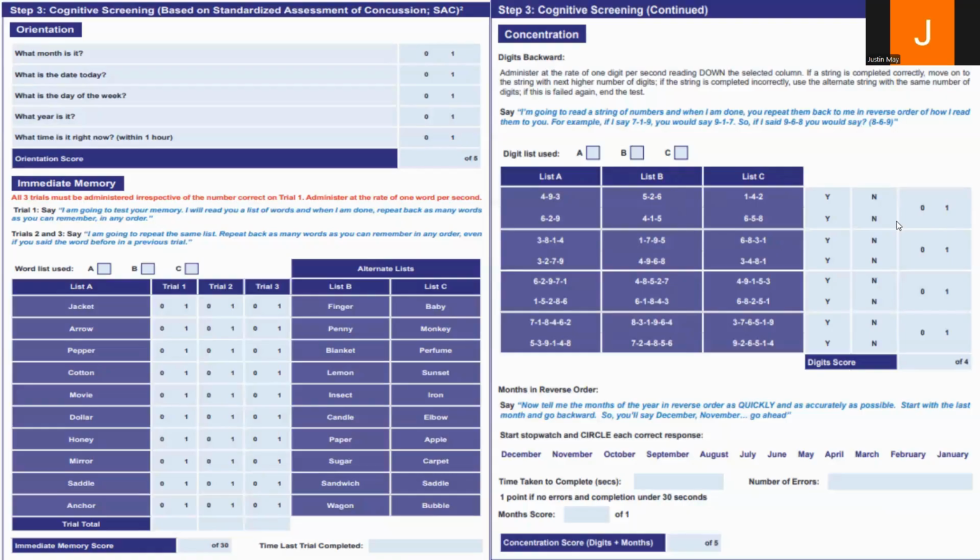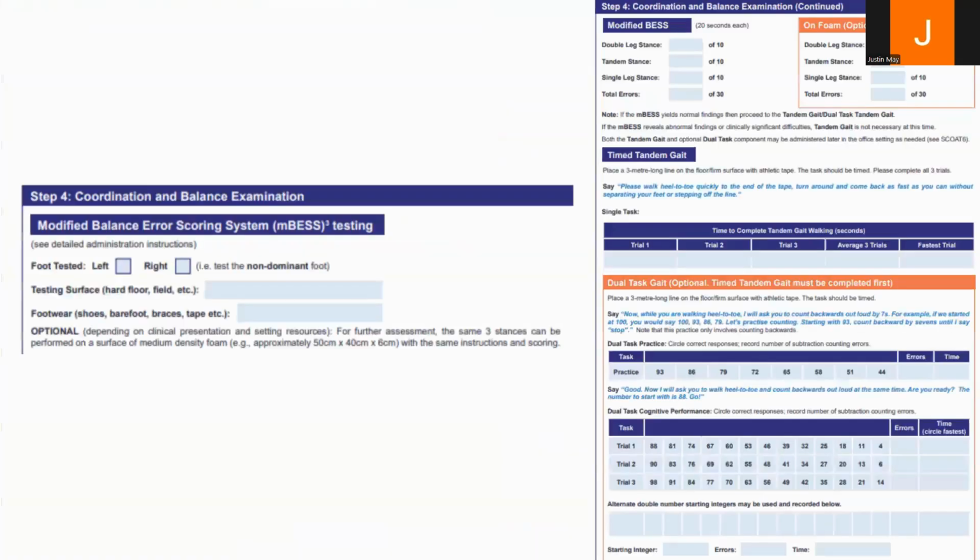Next, we have the months in reverse order. We'll start from December and have them repeat back to us through January. We're going to take the time that it takes them to complete this and the number of errors. 1 point if no errors and completion under 30 seconds.